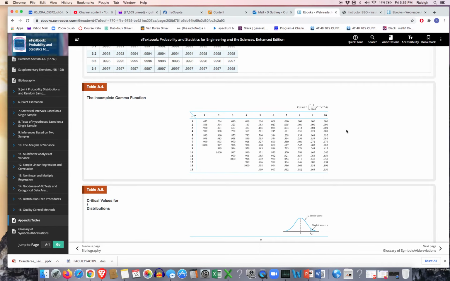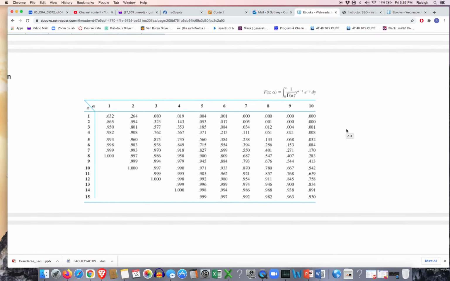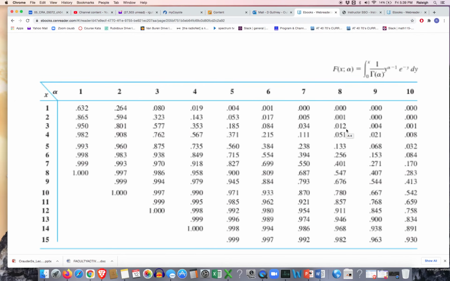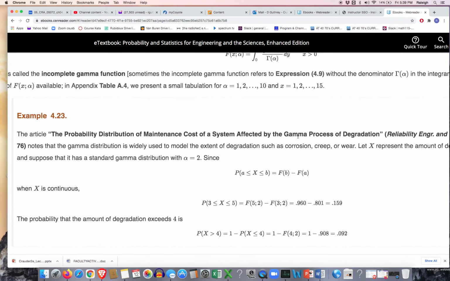And I'm going to have to expand this because it's really small. They do mention it is a very small table. And that's okay. We don't want to look at pages and pages of these numbers. So I'll get back to this in just a second. Let's go back to where we are.